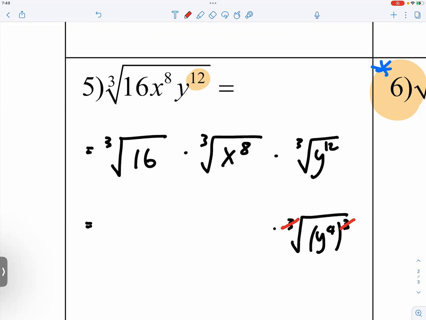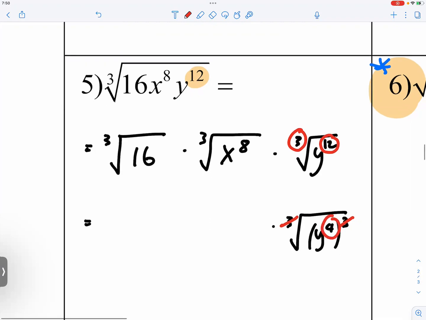That's how you look at y to the 12th power a different way, and then you can simplify it easily. The other way to handle this is that you can always divide the exponents by the index. So 12 divided by 3 is 4. That's how you get y to the 4th power. You should have both ways in your pocket so that you know how to see things properly. So that's just y to the 4th.